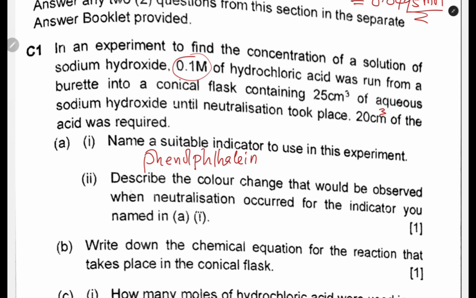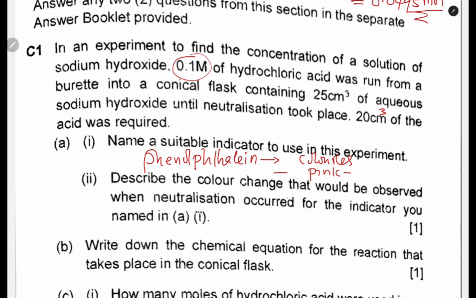Describe the color change that would be observed when neutralization occurred for the indicator you have named. So we are saying the suitable indicator is phenolphthalein. That is according to me. If you have another indicator that you can use, be able to tell. Now phenolphthalein is an indicator. In acid, it turns what? Colorless. Then in the base, it turns what? Pink. It turns pink.